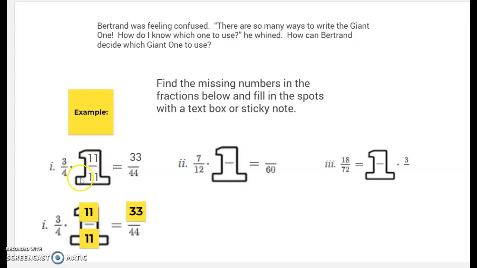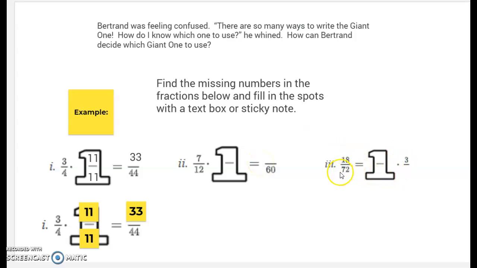Remember, whatever you do to your denominator, you also have to do to your numerator. So if you're multiplying your denominator by 11, you're also multiplying your numerator by 11. So you're going to do this one right here: 7/12 times what equals blank over 60. So I'm going to start the same way I did. 12 times what equals 60? And then you're also going to multiply that same number here as a numerator. So 7 times that number equals what?